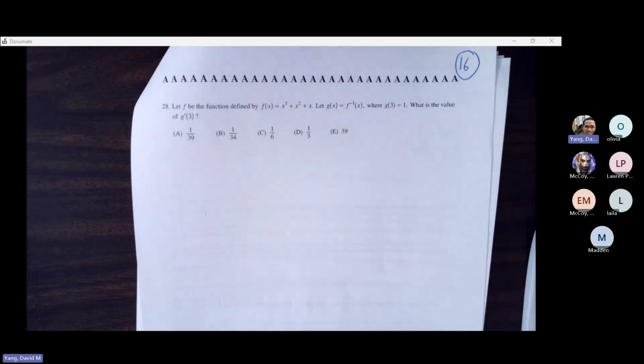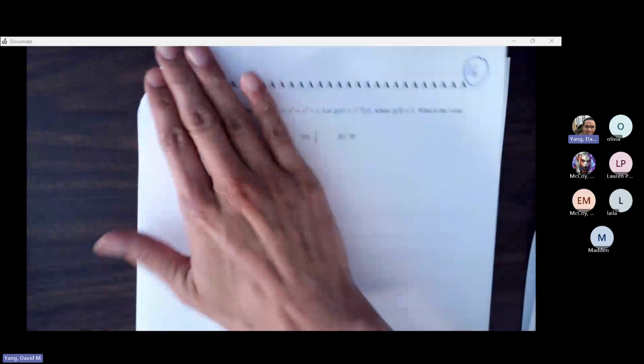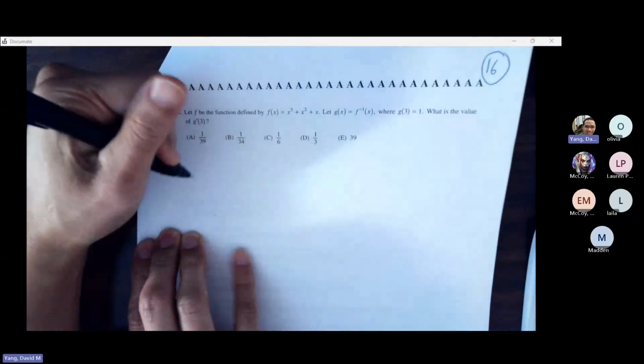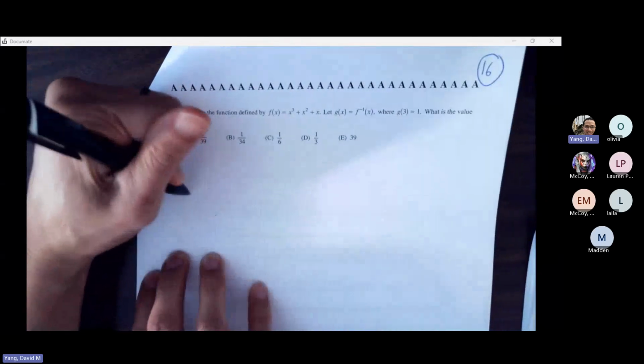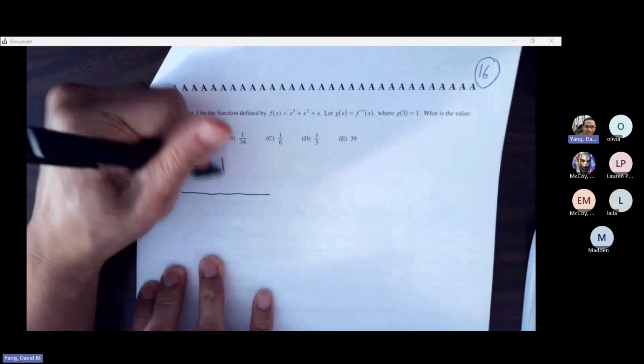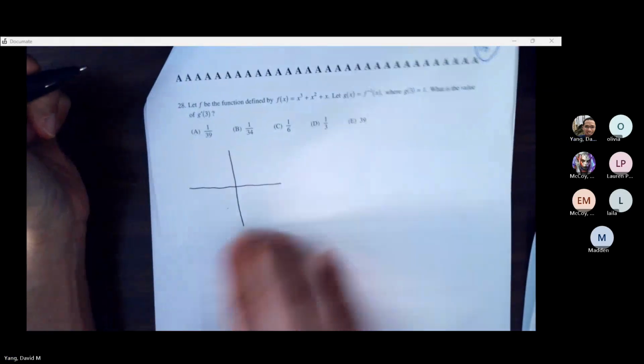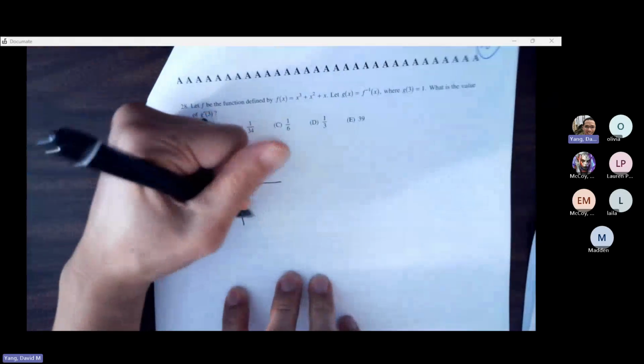All right, 28. Let f be the function defined by x cubed plus x squared plus x. Let g of x equals inverse of f, where g of 3 equals 1. What is the value of g prime of 3? So this is where we go through our derivative of inverse at a point. We go through our chart to kind of help map our progress here. So I'm looking for g prime of 3.